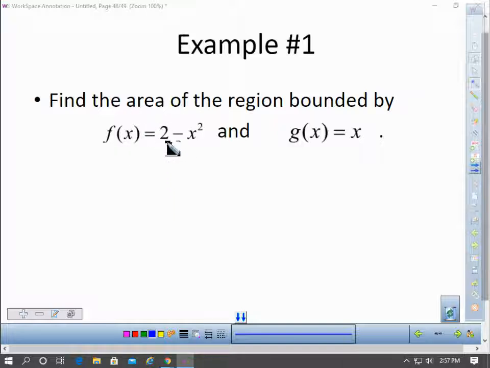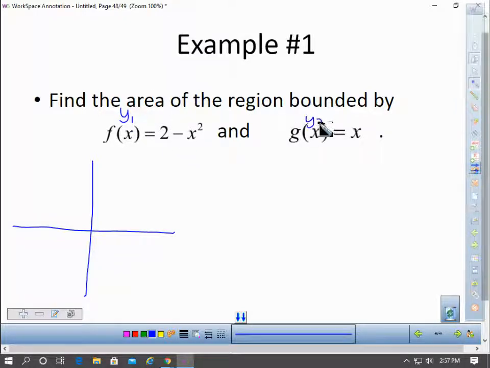So this first function is 2 minus x squared. So first thing I want to do is draw a picture of what that looks like. So 2 minus x squared, I can do this without a calculator, but if you've got a calculator, you can type this in y1, type this one in y2, and then just graph them, and then you can also calculate the intersection on the graphing calculator. But this one's an easy enough one to do. I don't need a calculator for 2 minus x squared.